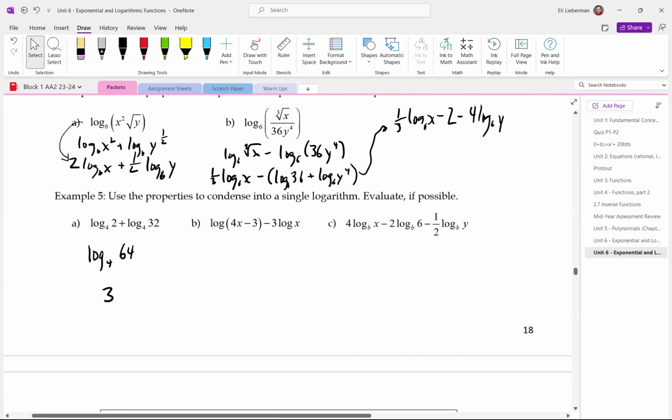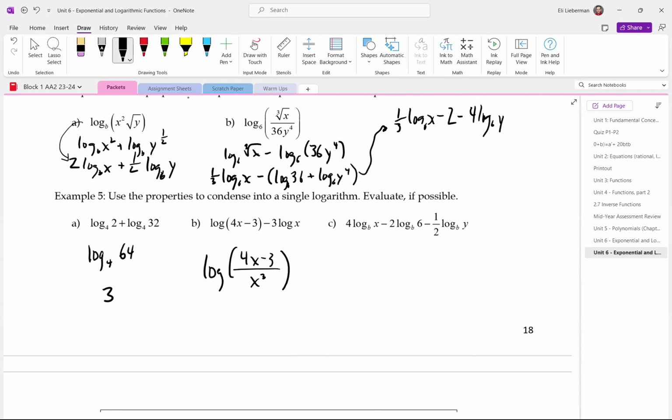B. Ava? X minus three all over X squared. Are we good with that? Yeah, this is great. Very nicely done. Notice, Ava used a quotient rule, but before she did, she had to put the 3 up as an exponent. That's perfect. Good question. Do we need parentheses for this? No. It's pretty clear that it's all part of the argument, so I'd say it's unnecessary.